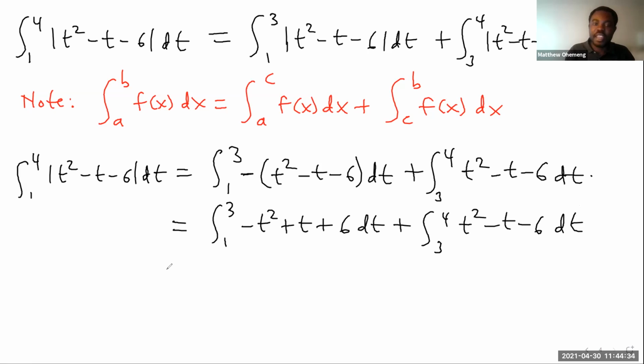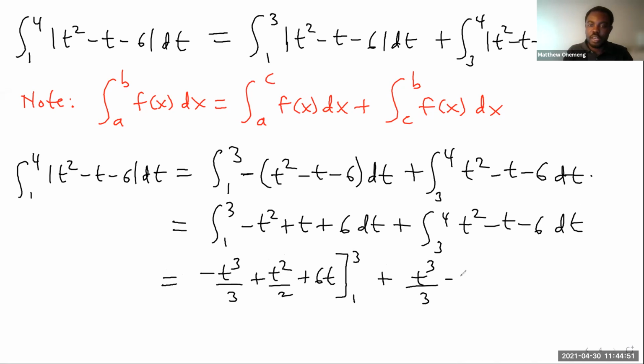See, now we can get the antiderivatives because it doesn't involve absolute values again. So you're going to get negative t cubed over 3, and then plus t squared over 2 plus 6t, right? And then you evaluate this from 1 to 3. And then for the second piece, you have t cubed over 3, and then minus t squared over 2, minus 6t. Then that one to evaluate from 3 to 4, right?